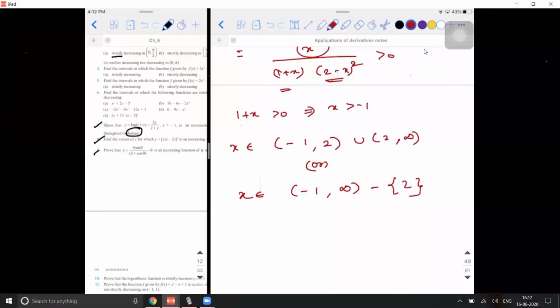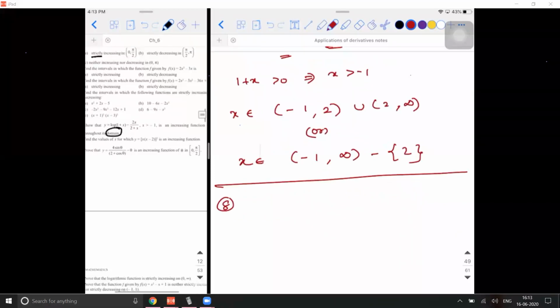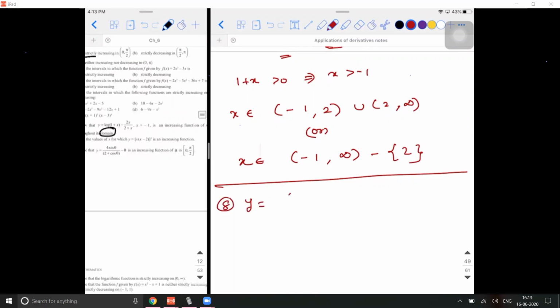Sir, it's x square minus x in the square minus 8. Okay, so can we do the 8th problem then? Find the values of x for which y is equal to x into x minus 2, the whole square, is increasing. So I want the domain first. So real numbers. That's right. It's real numbers.